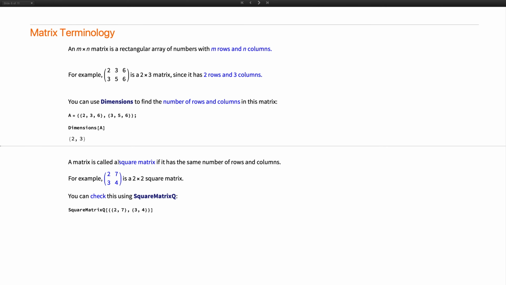Another kind of matrix that's important is a square matrix, which is one that has the same number of rows and columns.